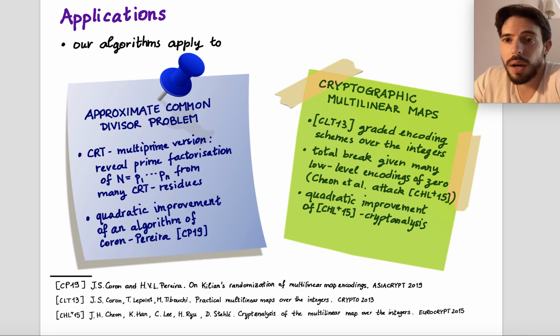Second, we apply our algorithms to break an instance of a cryptographic multilinear map scheme. And here we specifically treat the example of the CLT13 construction due to Coron, Lepoint, and Tibouchi. Back in 2015, this scheme suffered from an attack due to Jean and his collaborators, which exploited several low-level encodings of 0, and our improvement here by the use of our algorithm lies in bringing this bound down, and also here we obtain a quadratic improvement.